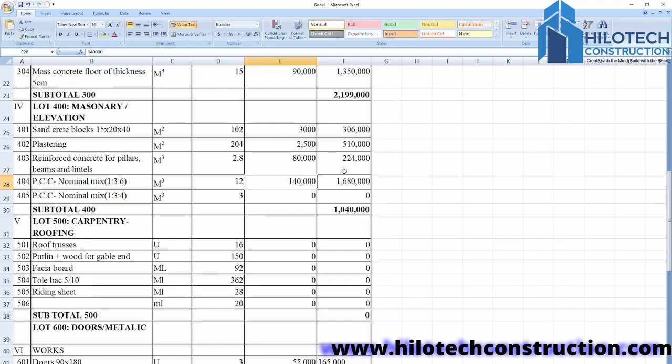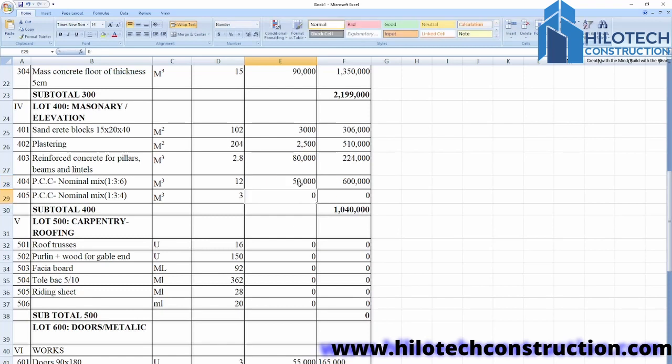And if it's a government project, they are going to award him the project automatically. Okay, but the question now is, are you sure you can use this 80,000 to execute a meter cube? That's the question. Come here to the nominal mix. This is 1 part of cement, 3 parts of sand, 6 parts of what? Gravel. Okay.